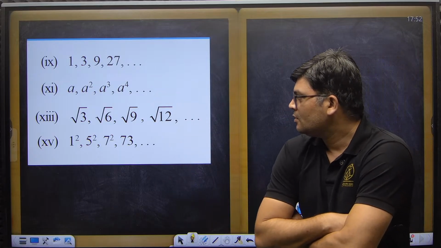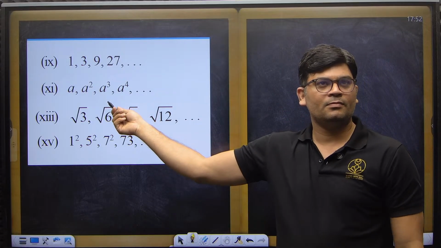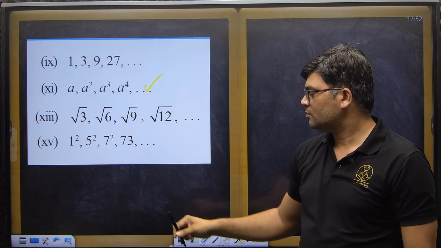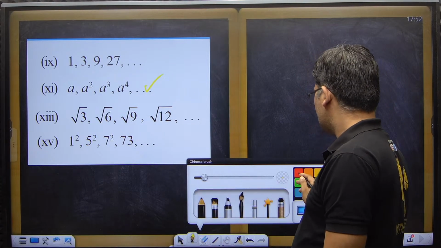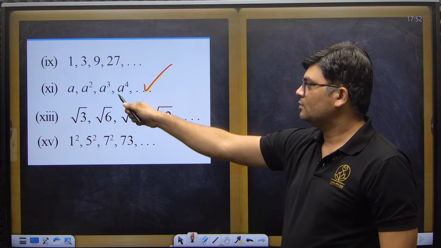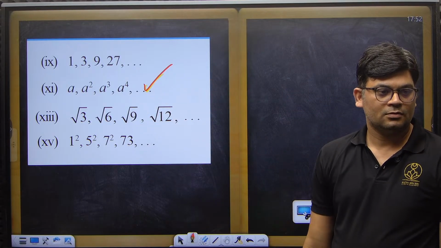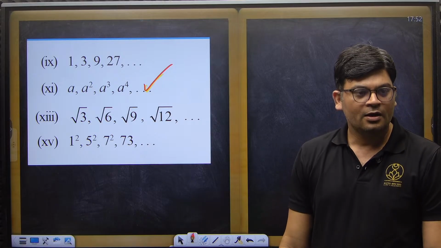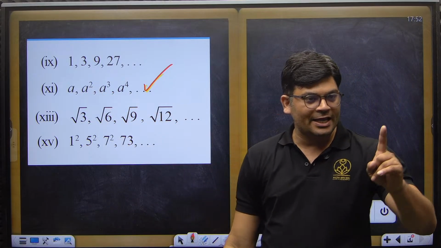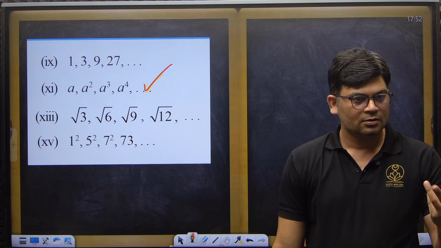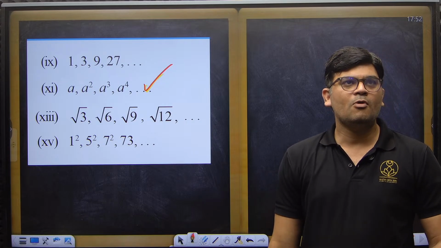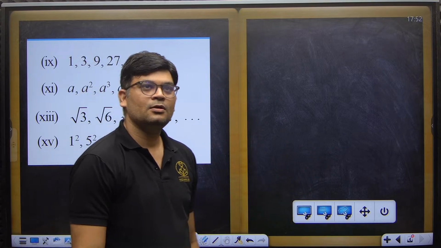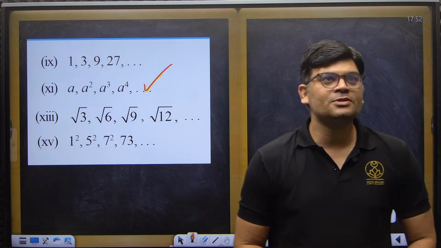What about the second term? It is an AP, sir. This is an AP? It is not added, but it is multiplied. Tell me, what is the common difference? If I do A square minus A, will I get A? You can't do A square minus A. They are unlike terms.